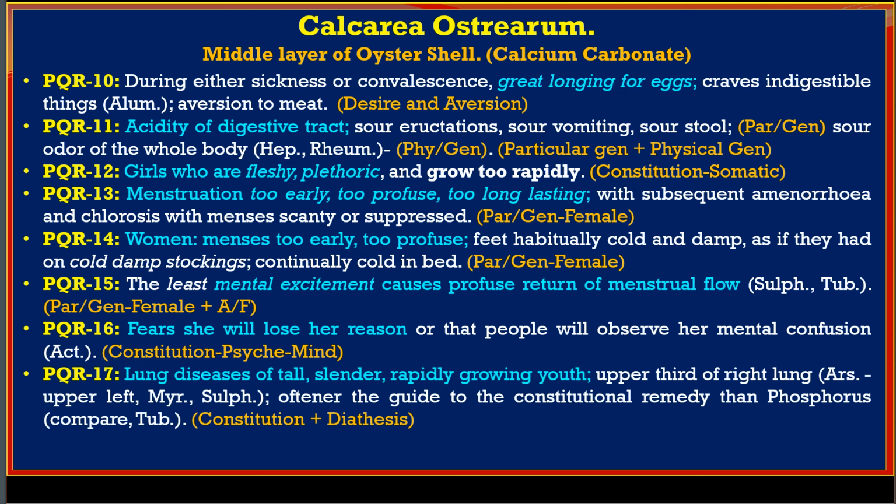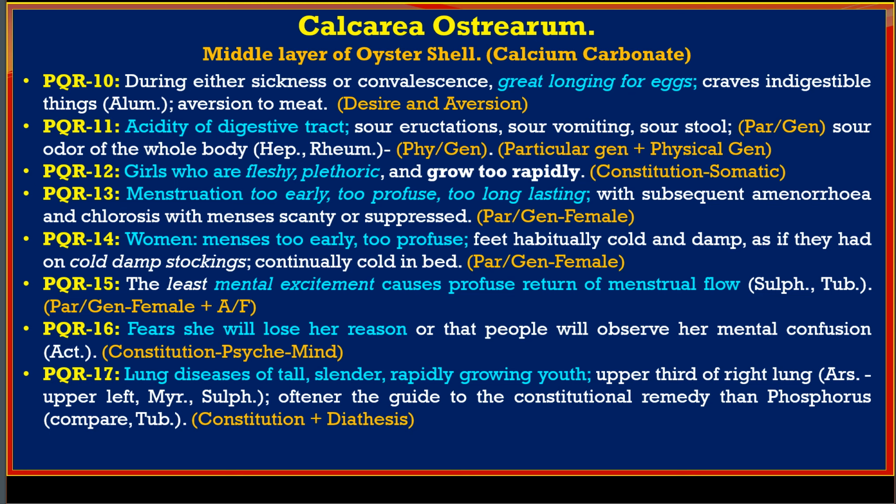PQR 17 tells us about lung diseases of tall, slender, rapidly growing youth. Calcarea carb patients are predominantly obese, but please note there can be some Calcarea carb patients who can be tall, slender, rapidly growing youth. And here what happens, the upper third of the right lung, often the guide to the constitutional remedy, then Phosphorus. What is involved here is the upper one third of the right lung.